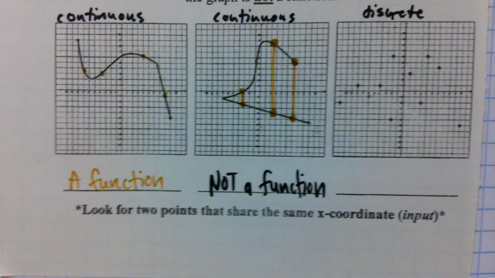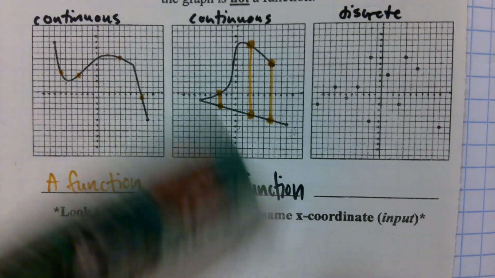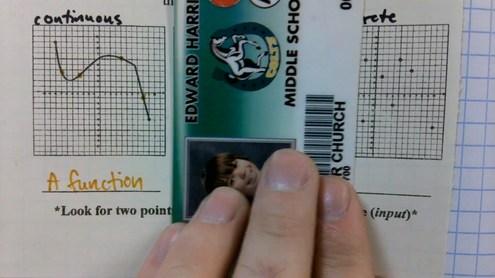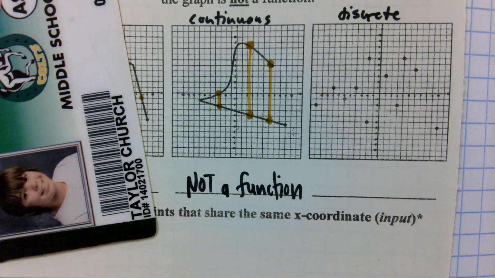Now let's look at this last one. Now there's not a line for us to follow, but we're still going to drag our ID card across from left to right, and we're looking for 2 points on that same vertical line. See if you can find any.